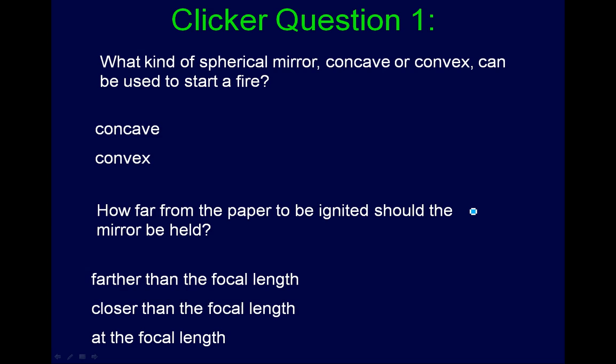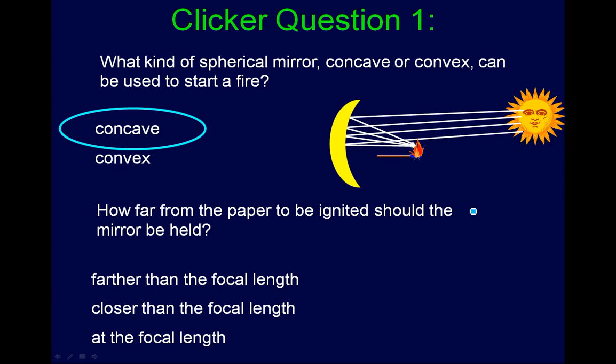So let's look at some real quick questions here. What kind of spherical mirror, concave or convex, can we use to start a fire? It would be a concave mirror. That focuses the light rays in front of it at the focus, and if you put something like the match in this picture at the focus, it can light up and start a fire. How far from the paper to be ignited should the mirror be held? Well, I just said that. It should be at the focal length.